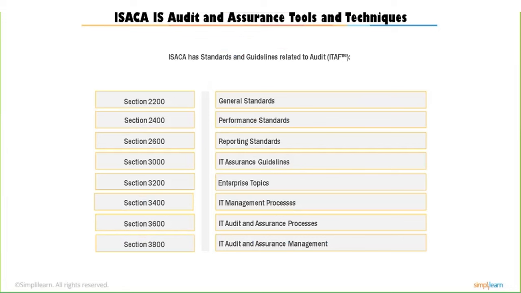Then you have the ISACA ITAF framework. There is a separate 200-page guide available. ISACA has established the standards and guidelines in the ITAF framework, in which they have different sections like 2200 and 2400, which are related to performance standards, and 2600, which is related to reporting standards. Under these sections, they have some subsections also. If you want, I can share this book with you, but that's not important from the examination point of view, though from a knowledge point of view, you can have that. If someone is a member of ISACA, that book is freely available.